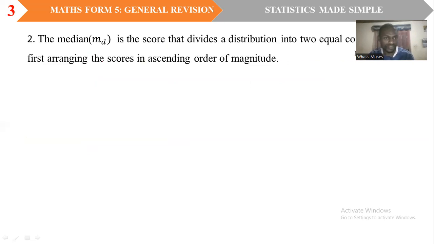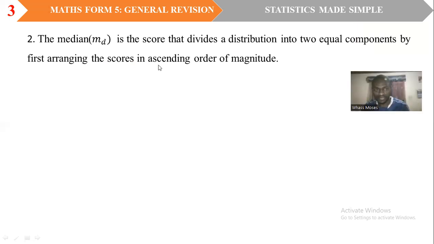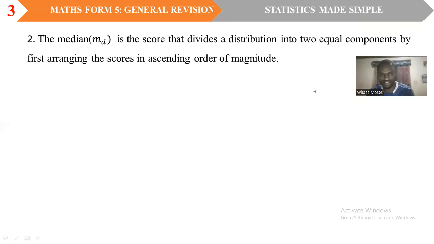Two, the median is the score that divides a distribution into two equal components by first arranging the scores in ascending order of magnitude, as we can see from this above definition. That is, if we want to find the median, there are two things involved. We need to check the number of scores n. If that number of scores n is odd, the median will be given by the score at the position n plus 1 over 2.